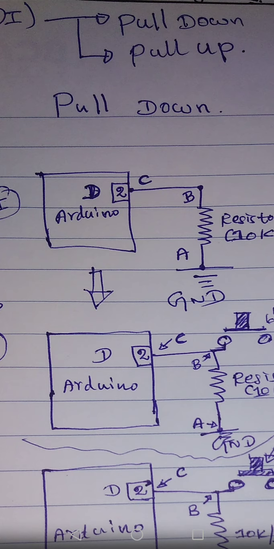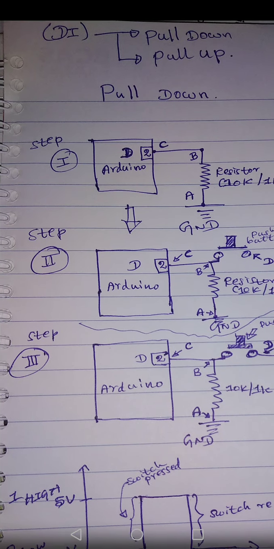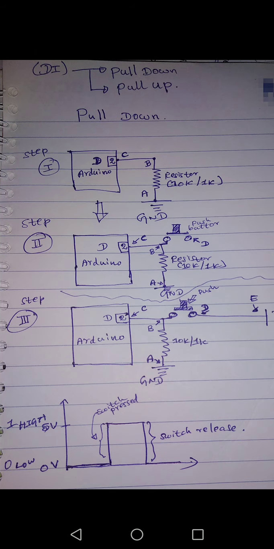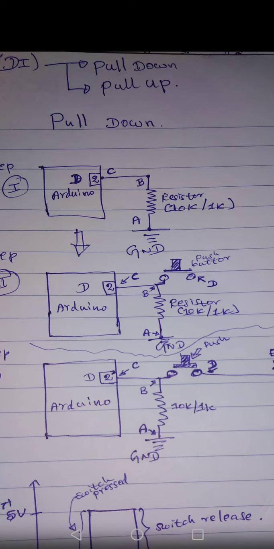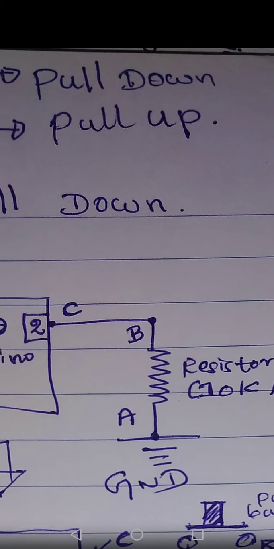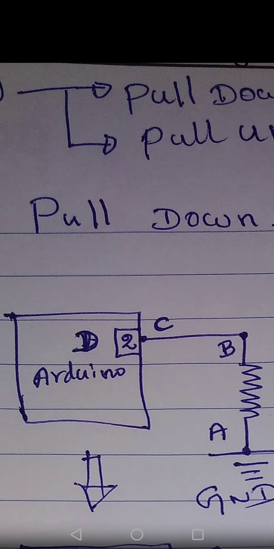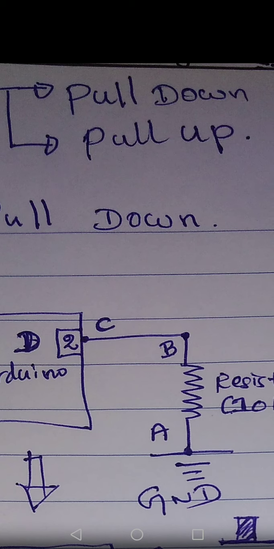Today we will study one of the methods and how it is implemented in a circuit as well. If you understand the circuit, then it is very easy to understand the coding as well. As you can see in the picture on the top, there are pull up and pull down. Out of the two, today we are going to study pull down.